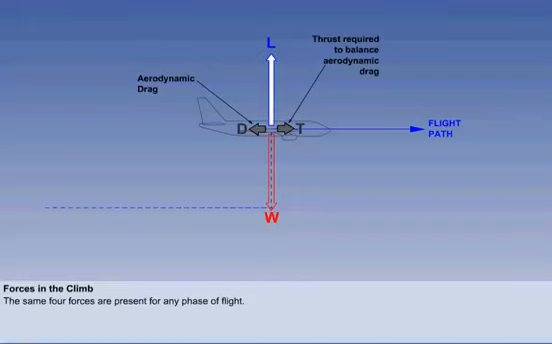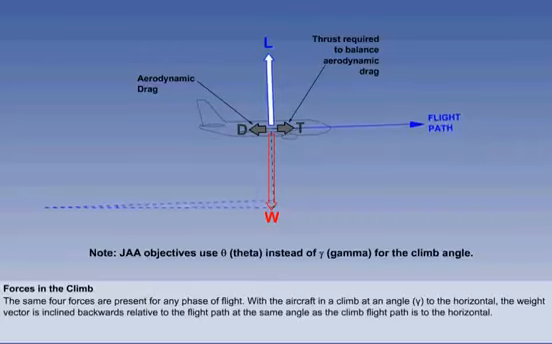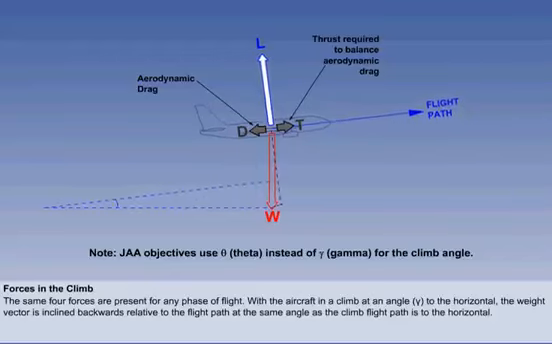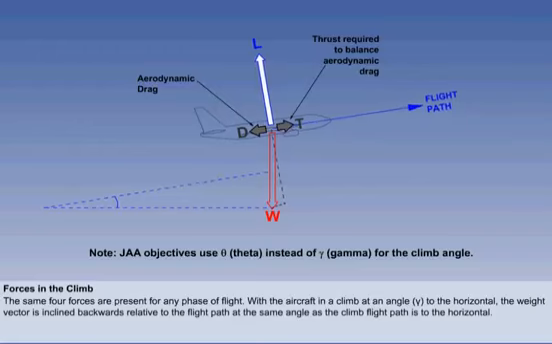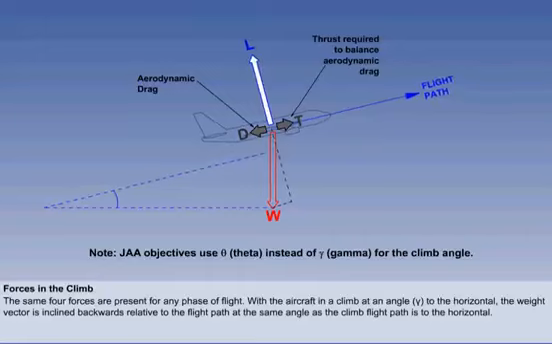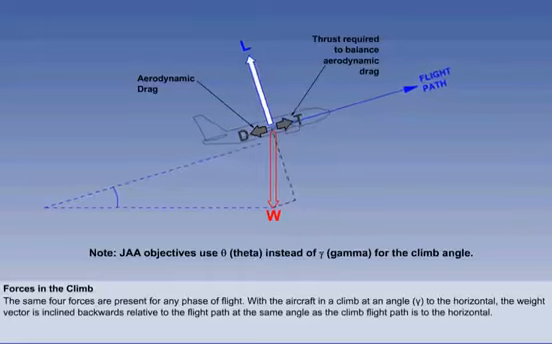In this second lesson on flight mechanics, we examine the relationship of the forces in a straight, steady climb. As in straight and level flight, the forces are lift, normal to the flight path, thrust and drag, parallel to it, and weight, parallel to the force of gravity. With the aircraft in a climb at an angle to the horizontal, the Greek letter gamma denoting the climb angle, the weight vector is inclined backwards relative to the flight path at the same angle as the climb flight path is to the horizontal. Note that the JAA objectives use the Greek theta instead of gamma for the climb angle.